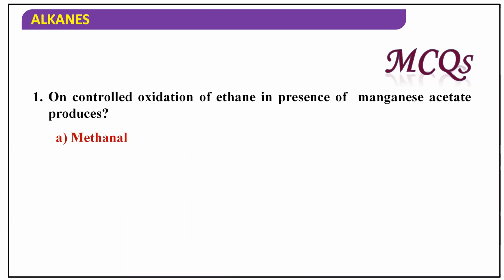Now, this one we discussed while doing the PPT on controlled oxidation of ethane in presence of manganese acetate. Manganese acetate, what does it produce? We discussed even that acid can also be produced. This was the example for that only. Acetic acid will be produced in this.